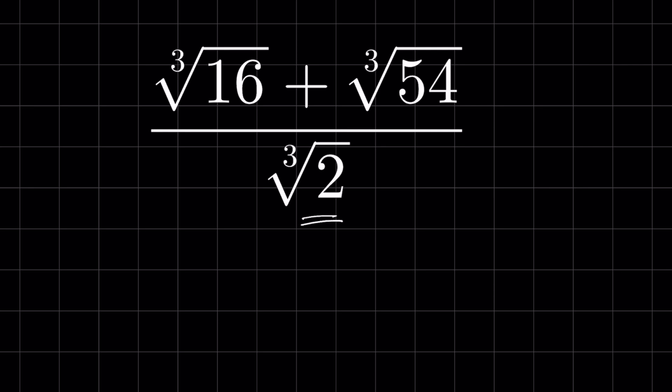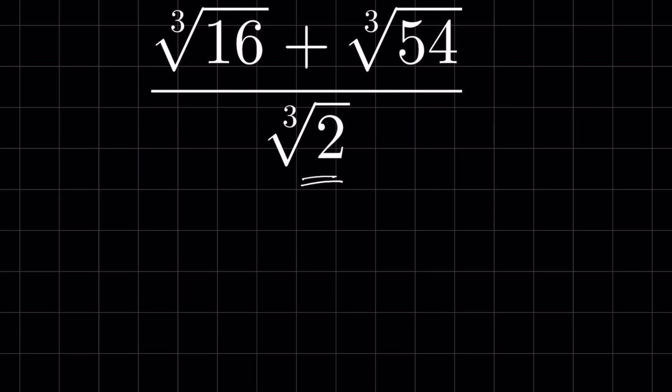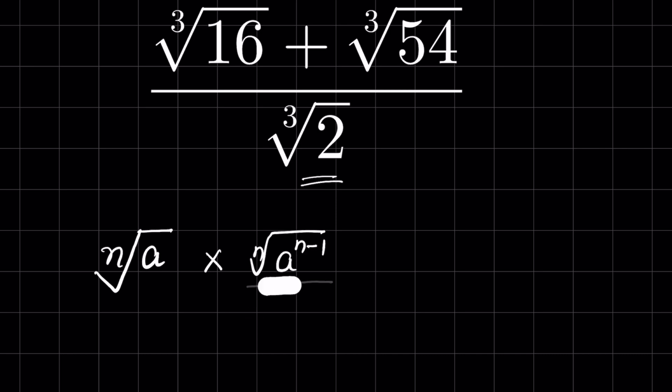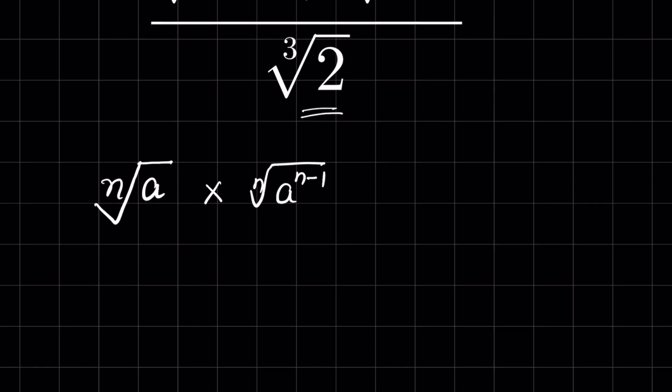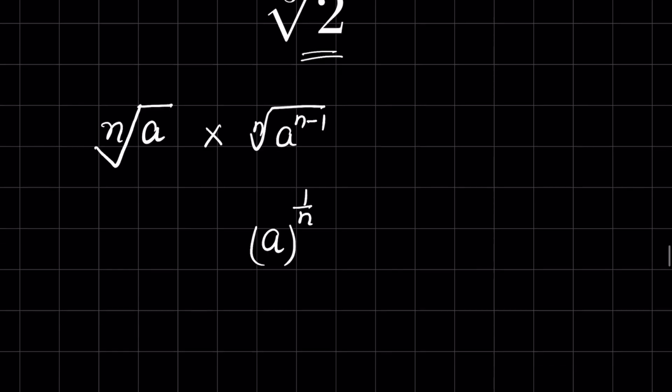To rationalize a denominator in radical form, the nth root of a, we multiply and divide it by the nth root of a raised to the power of n minus 1. Why? Because the nth root of a means a is raised to the power of 1 upon n. We have to remove this radical, meaning this exponent.